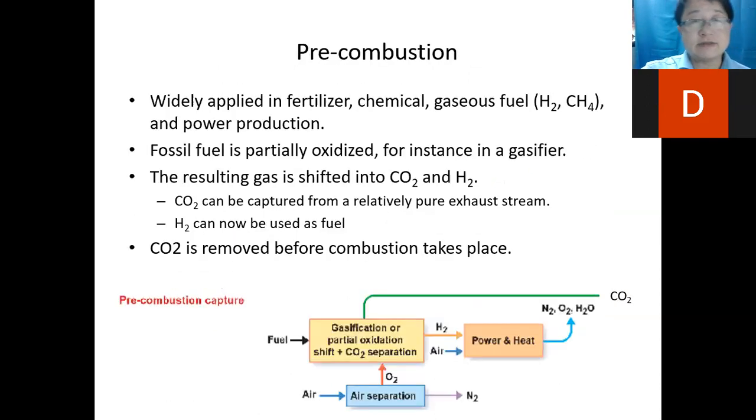And then another is the pre-combustion. Now, pre-combustion is a little bit different. That is, before the fuel is burned, we try to take away the carbon first. By doing so, you can... this is the fuel. On the left-hand side, this is the fuel.